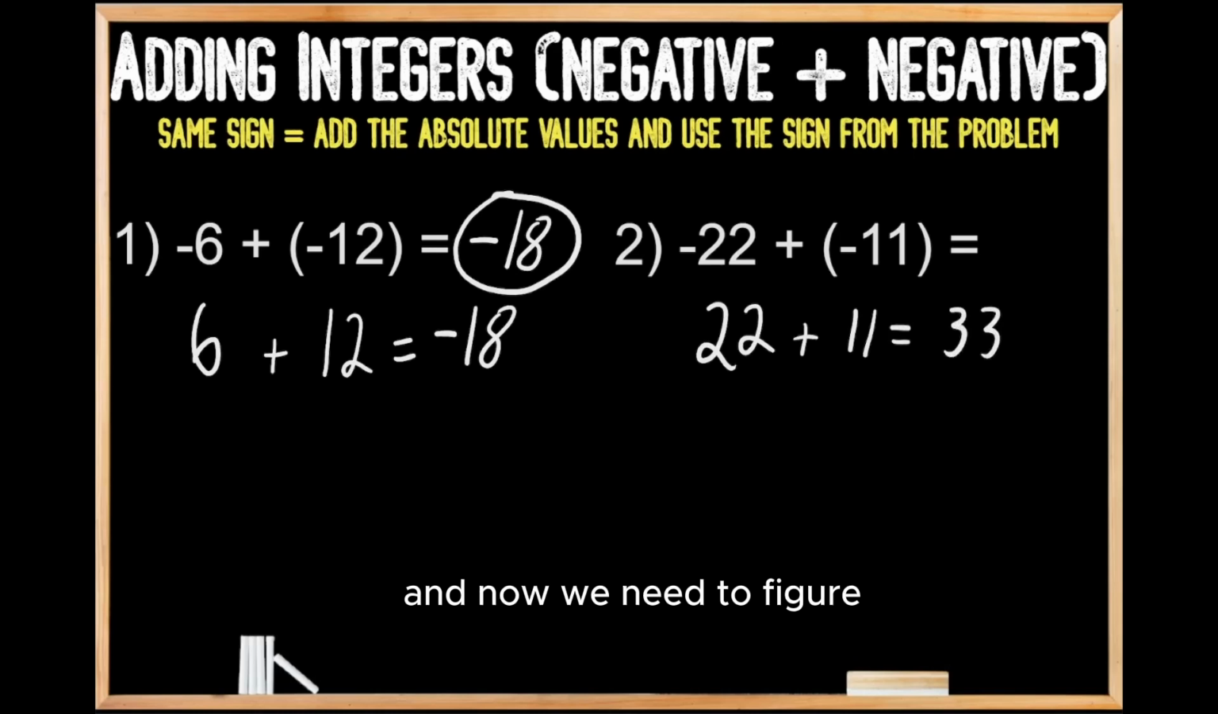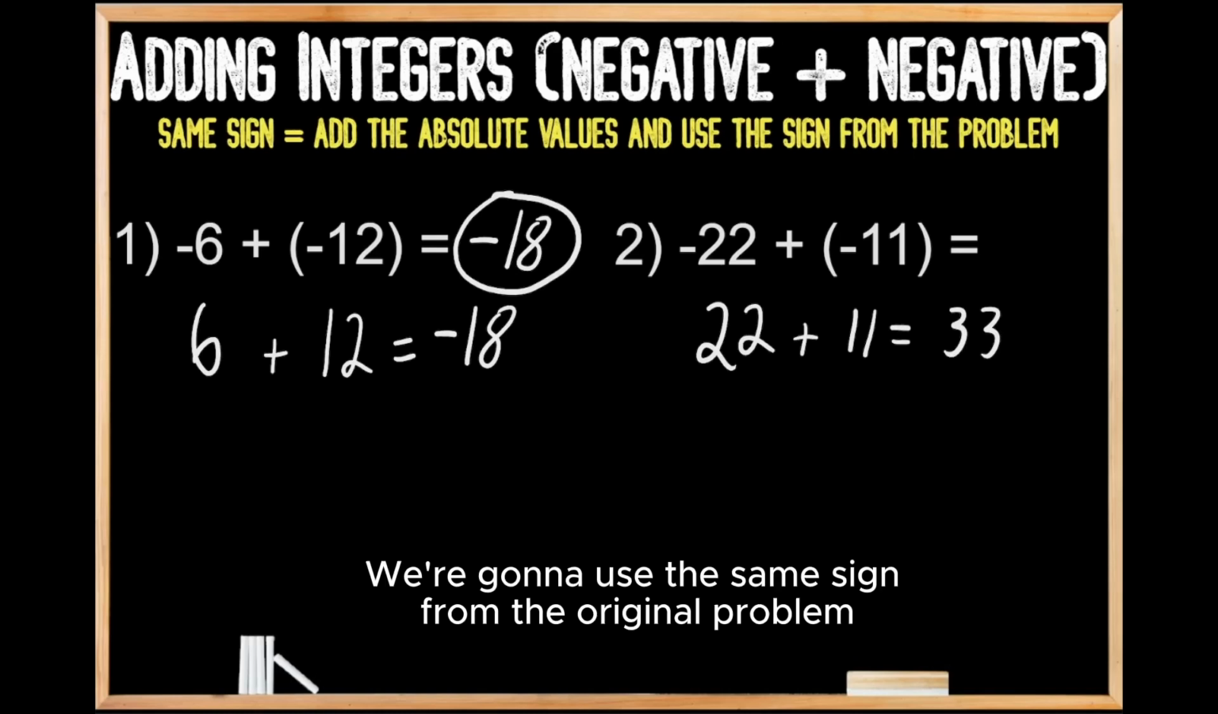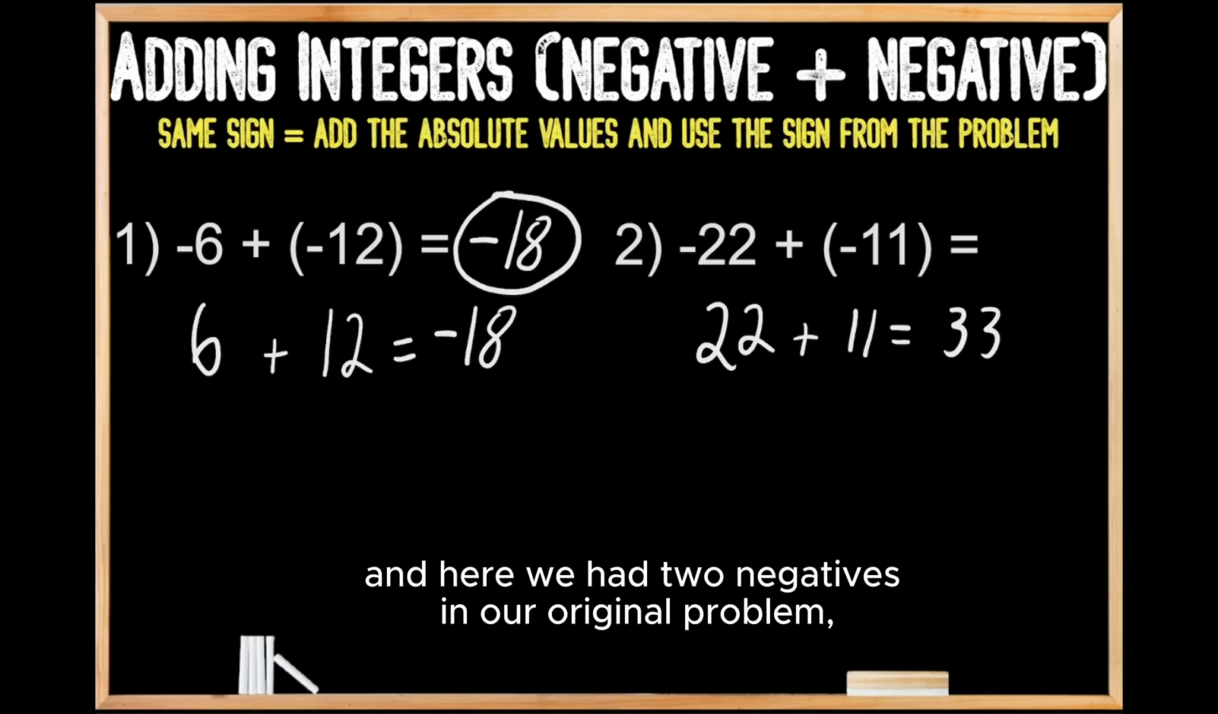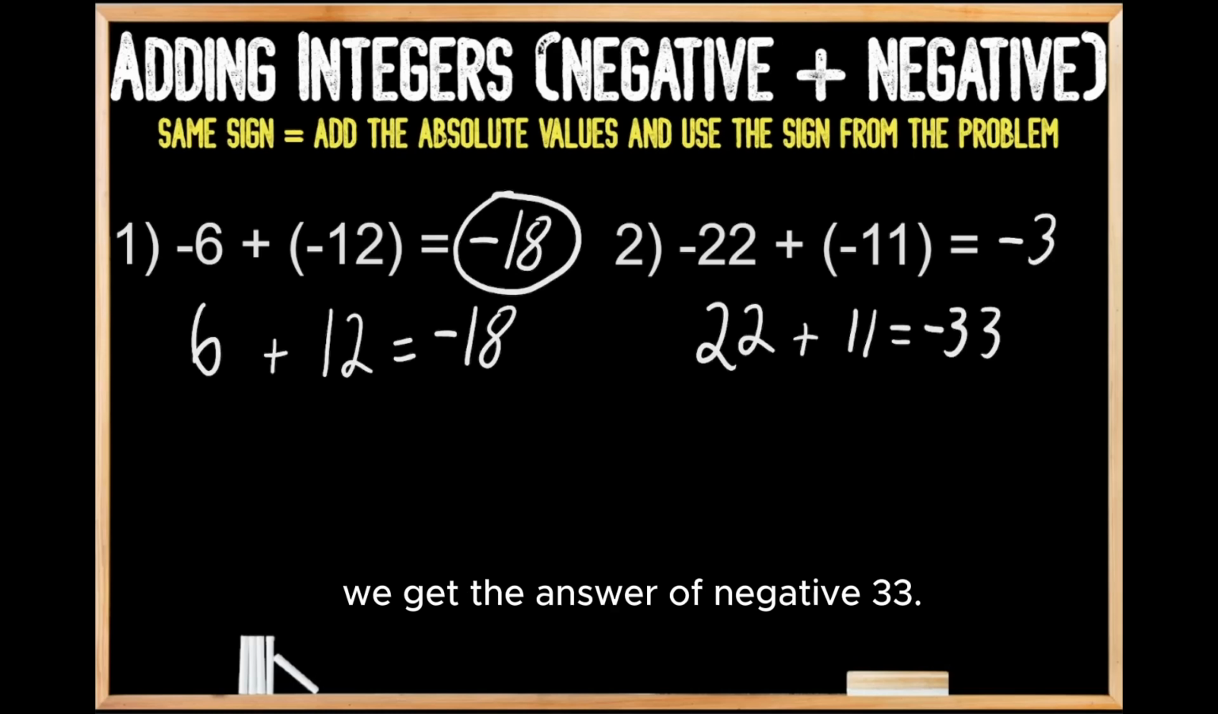And now we need to figure out whether that 33 is a positive or a negative. We're going to use the same sign from the original problem, and here we had two negatives in our original problem, so our 33 is going to be a negative 33. So when we calculate the sum of negative 22 plus negative 11, we get the answer of negative 33.